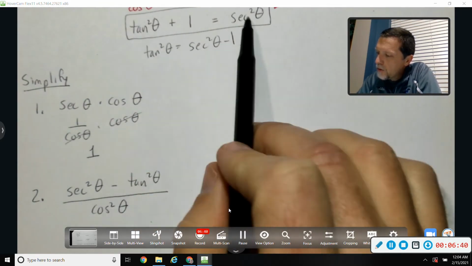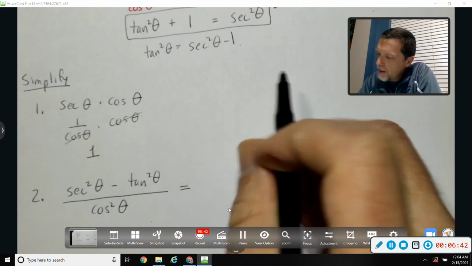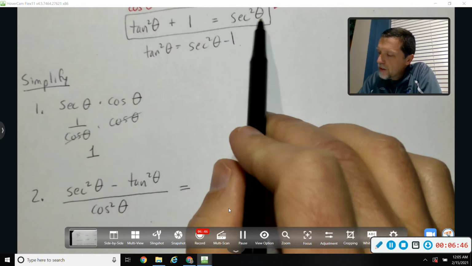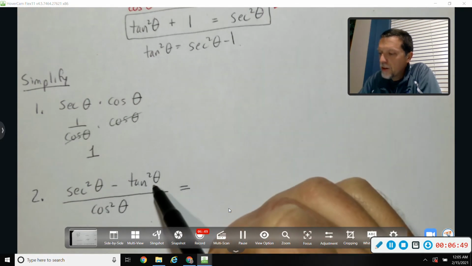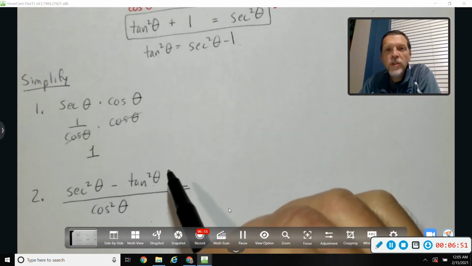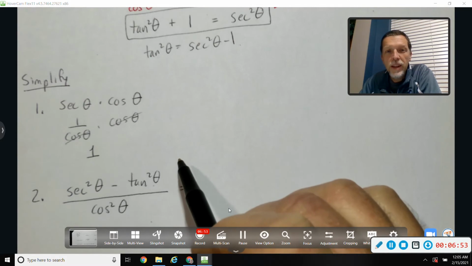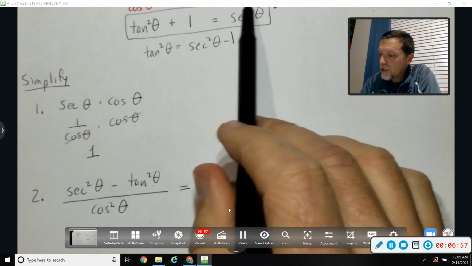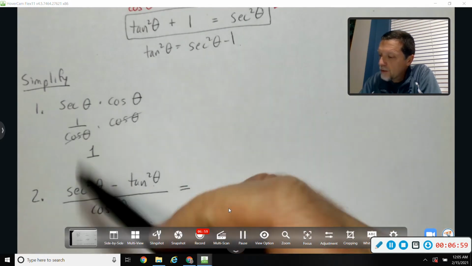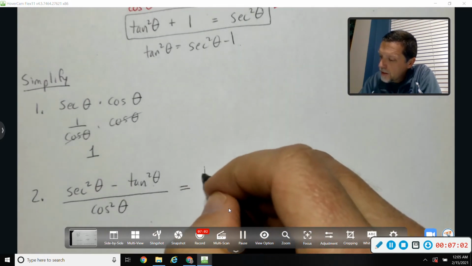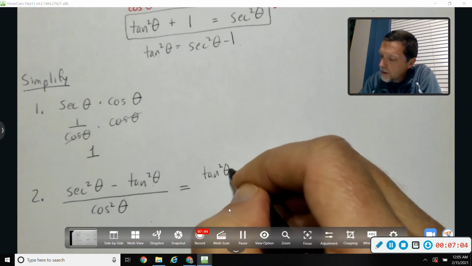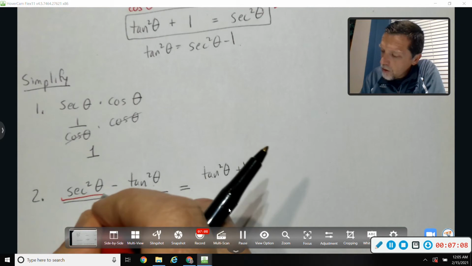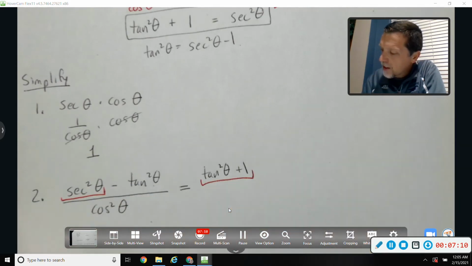So if I use this and I rearrange things, if I move the tangent squared over, secant squared minus tangent squared is 1. Some people see that and use that, and that is completely okay. Other people take a little bit longer approach. They see secant squared and they say, well, I can replace secant squared with tangent squared theta plus 1. So I'm going to go the long way around and show you that it gets you to the same spot.